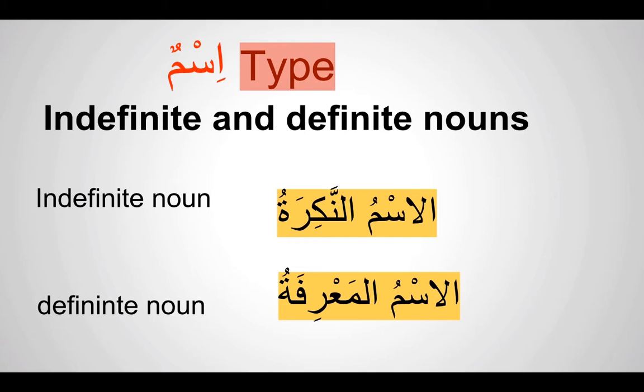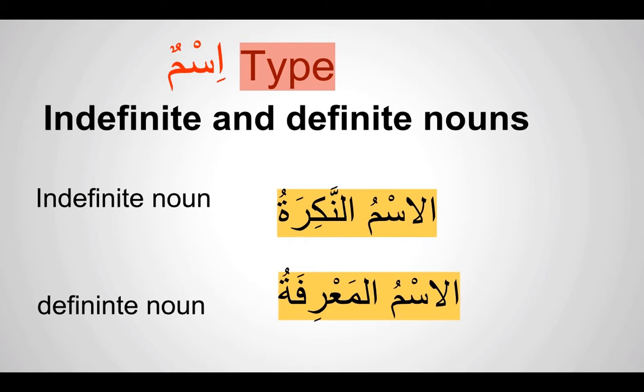And how do we recognize a noun is definite? We've learned that the definite article al makes a noun definite, and when there is al, the noun will get a single dhamma. It cannot have a tanween. It cannot have two dhammas, two fathas, two kasras when we have al.